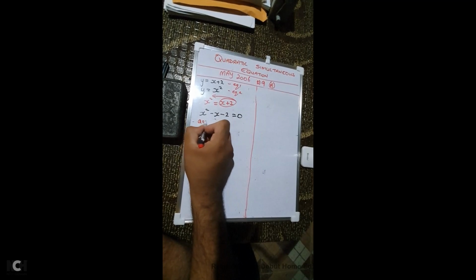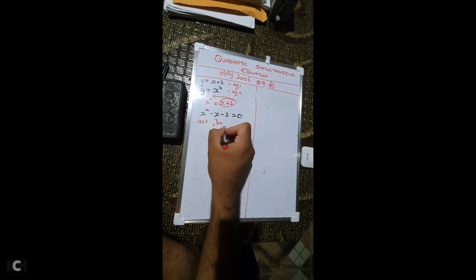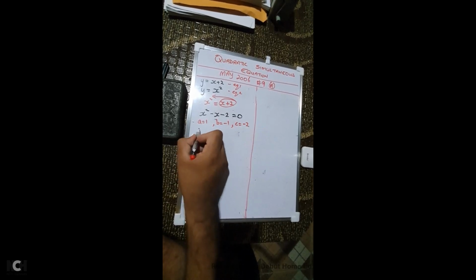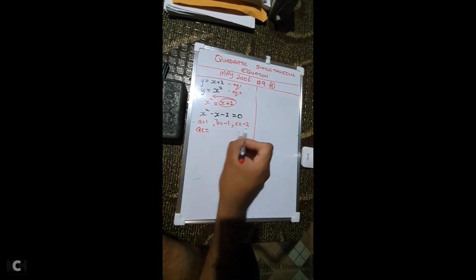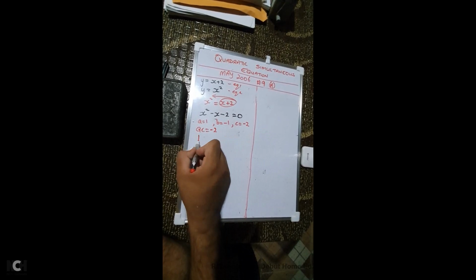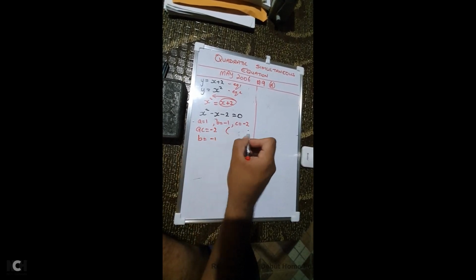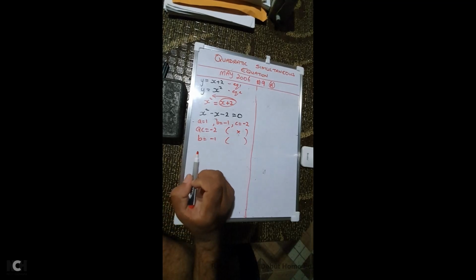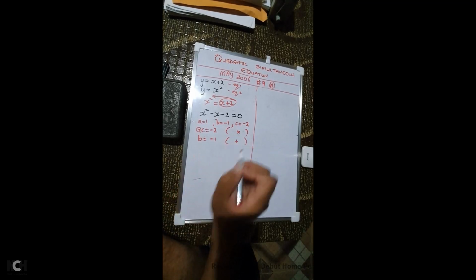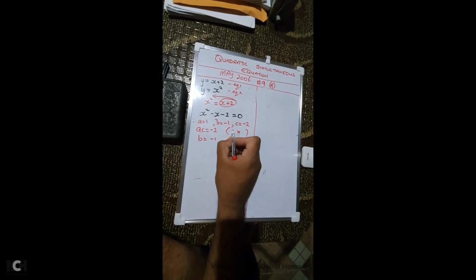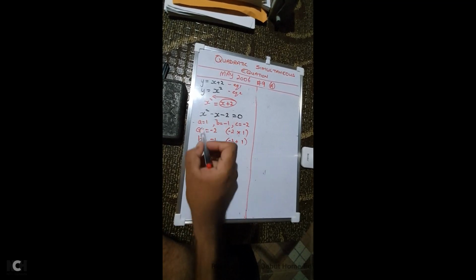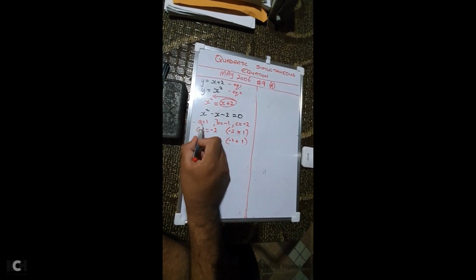So a is equal to 1, b is equal to negative 1, and c is equal to negative 2. Now we have to find what is ac. 1 by negative 2 will give us negative 2, and b is negative 1. So we have to find two numbers that when you multiply them, you get negative 2, and when you add those same two numbers, you get negative 1. So that's negative 2 and 1.